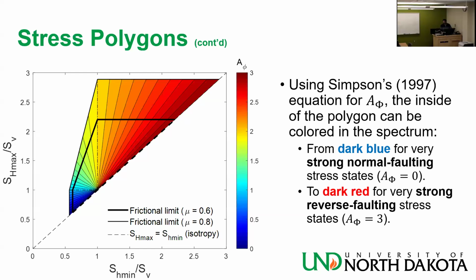I'm talking about, first I was here, then I'm here. This is SV is huge compared to SH max, which is equal to SH mean. Here, SV is equal to SH max, and they are bigger than SH mean, both of them.